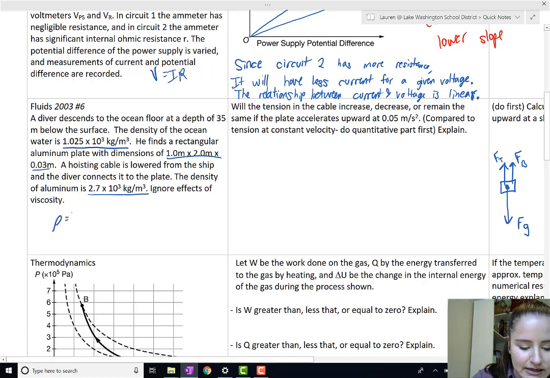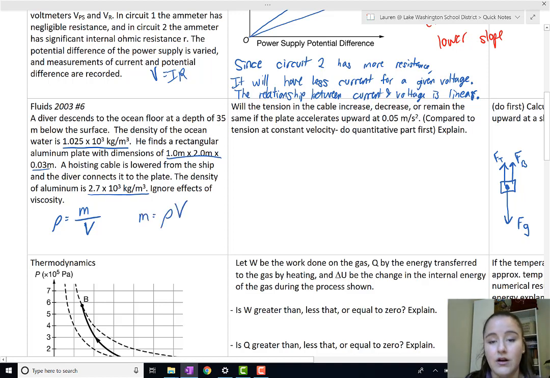We know density is equal to mass over volume, where this will be the volume of the plate and the density of the aluminum. So if we're calculating the mass, it'll be rho, the density, times the volume.